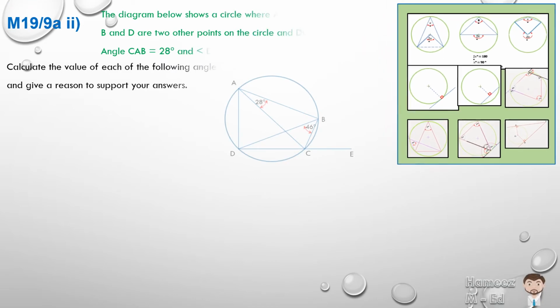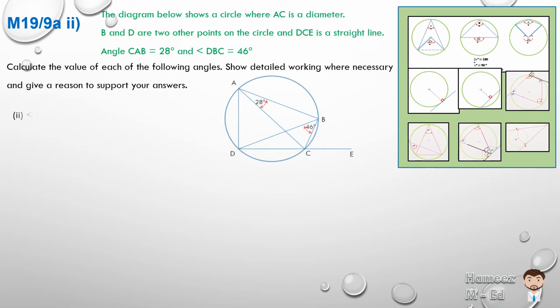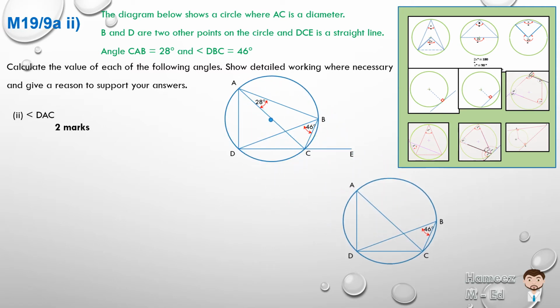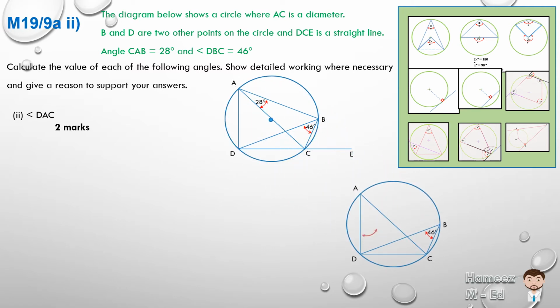May 2019, number 9A, part 2. Calculate the value of angle DAC. The chord DC forms the angle DAC, and the chord DC also forms the angle DBC. So this looks like the 7th rule on the right side.